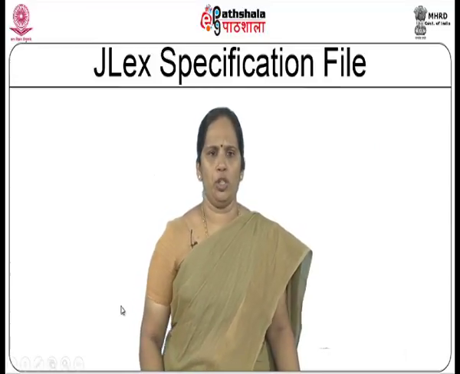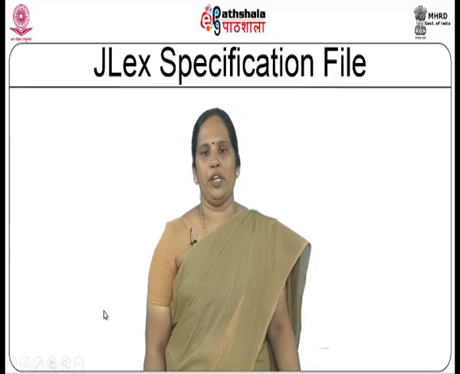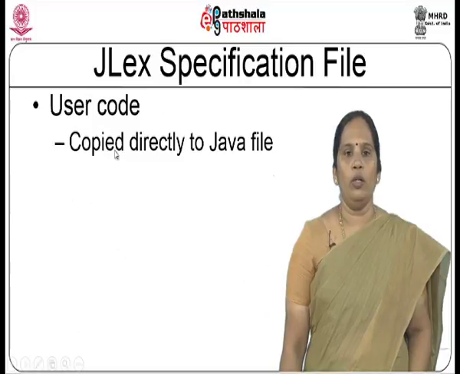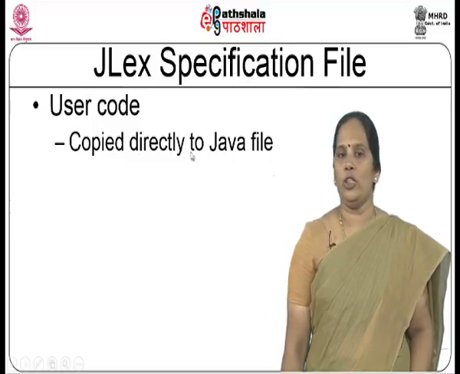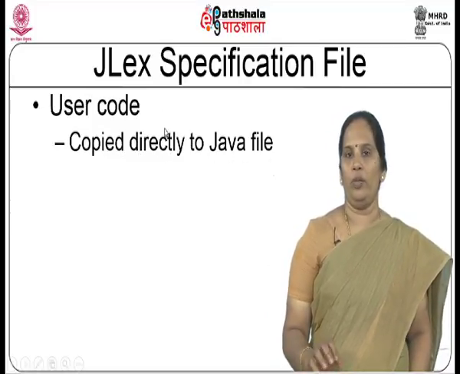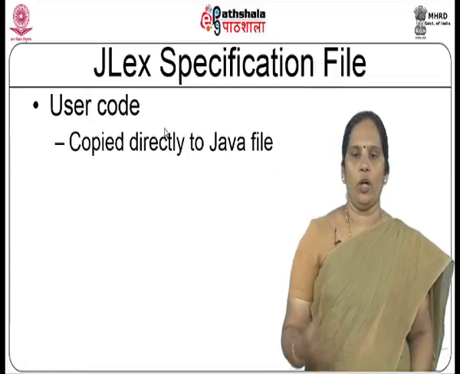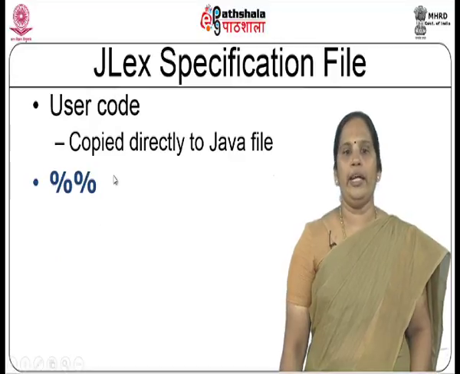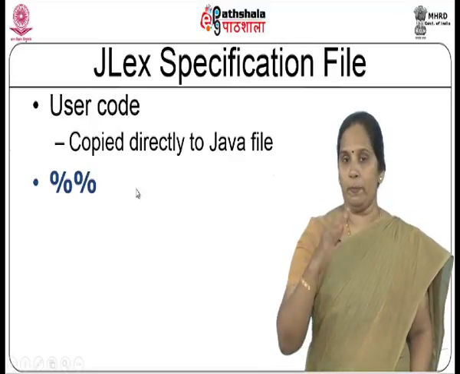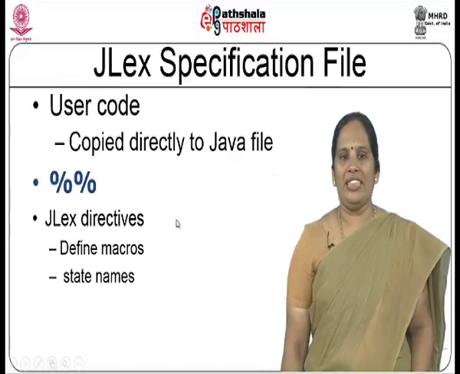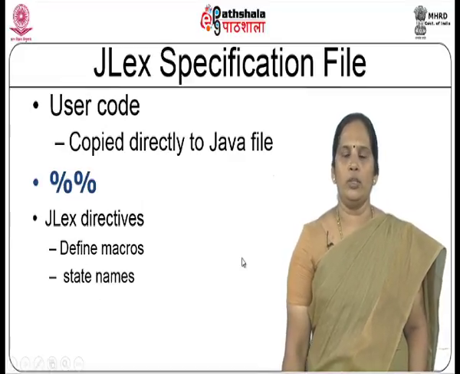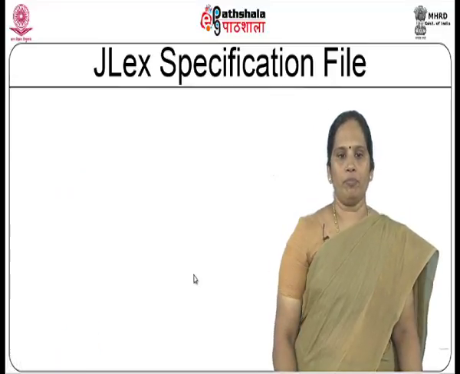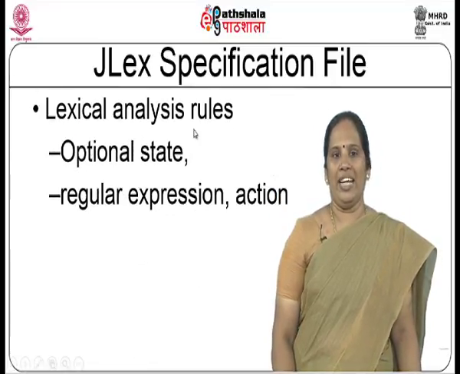Now there is a Java version also, which is the JLex specification file, which has 3 components again. First, user code: this code is copied directly to a Java file. So whatever you type, your pattern match, etc., gets copied directly to a Java file. Then you have a double percentage again indicating the end of this particular section, and then you have the JLex directives, which define macros, state names, etc., and again a delimiter. Then you have the lexical analysis rules.